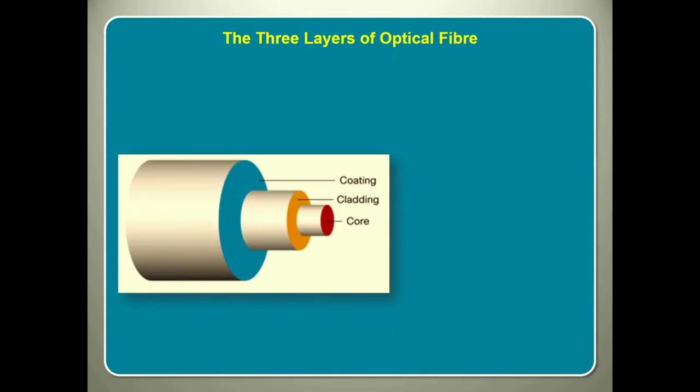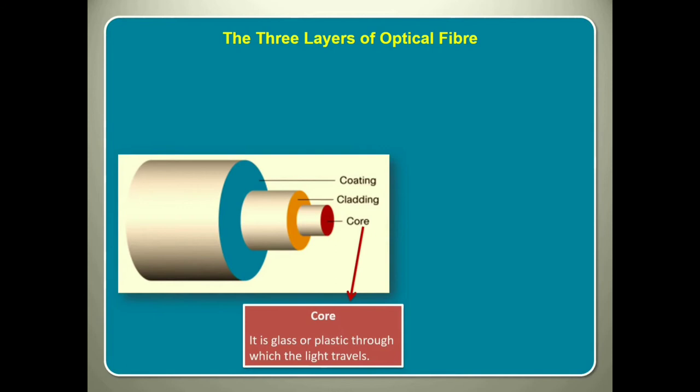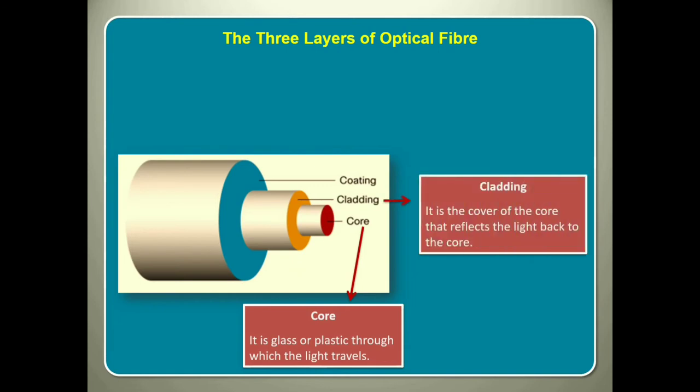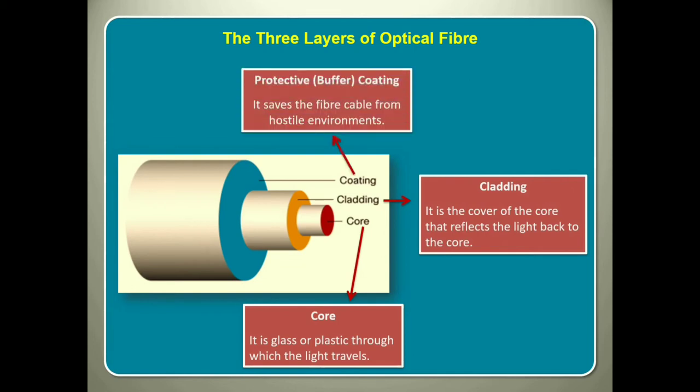The optical fiber consists of three layers. They are core. It is glass or plastic through which the light travels. Cladding. It is the cover of the core that reflects the light back to the core. Protective or buffer coating. It saves the fiber cable from hostile environments.